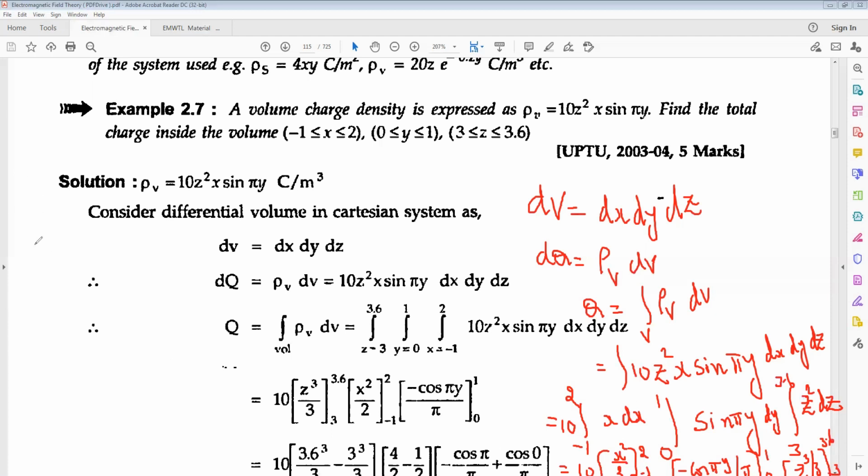So simplify the equation here. So 10 into x square by 2, that is 2 square minus -1 whole square by 2 as per the x limits, minus cos pi, the y value is 1, minus, already we have here, minus of cos pi into 0, by the pi.